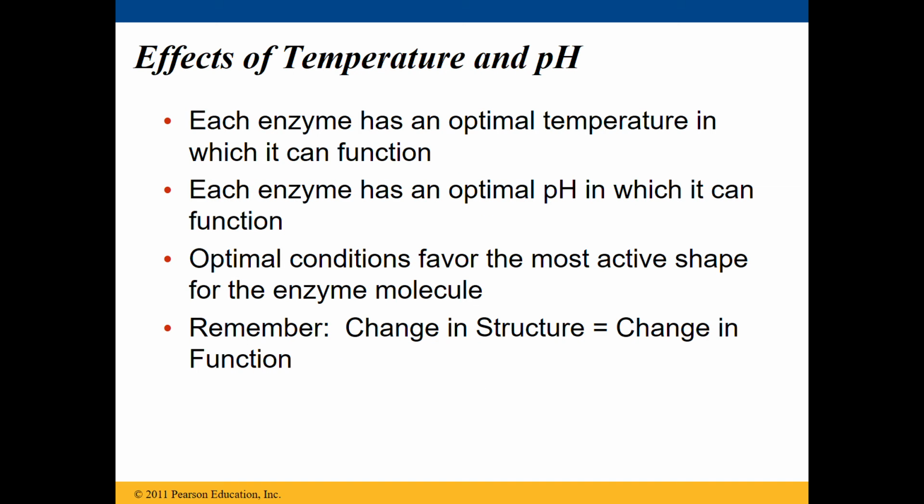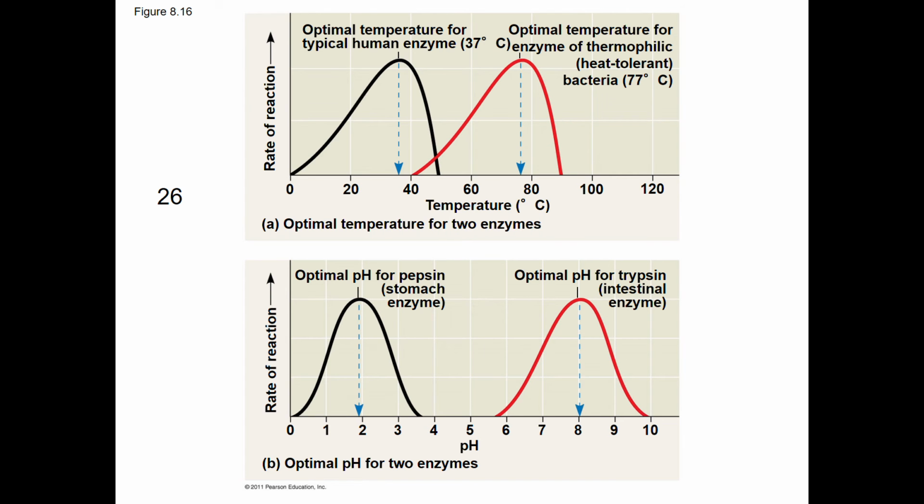So each enzyme is going to have an optimal temperature, pH, ionic concentration that they favor, where they work best. And so the optimal conditions are going to favor the most active shape of the enzyme, and obviously the most active shape means you'll get more product more quickly. And so you'll see this on graphs, right? Here they're going to show you the rate of reaction on your y-axis, temperature or pH maybe on your x-axis, and you can see we've got two different enzymes.